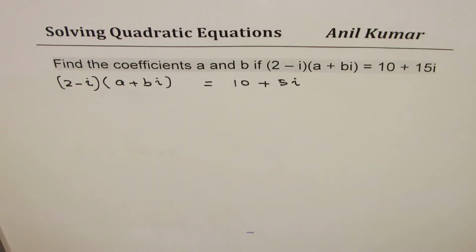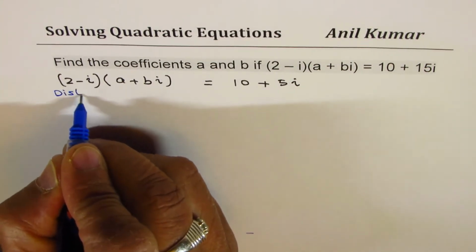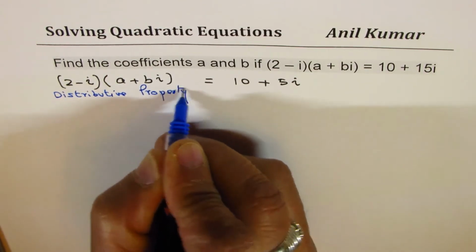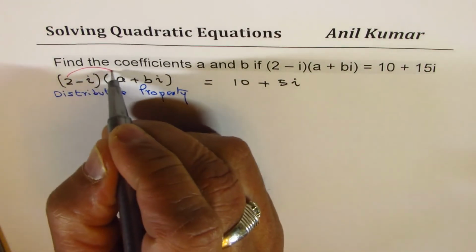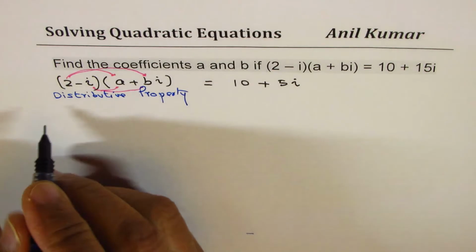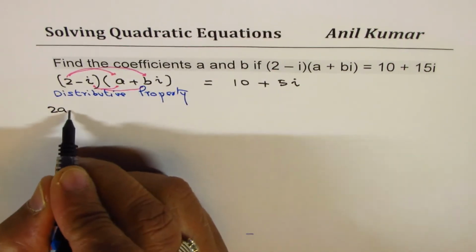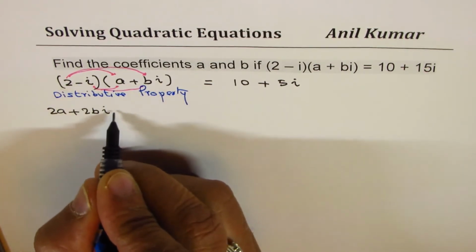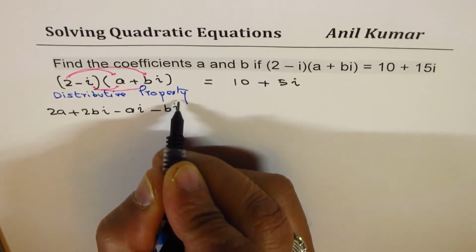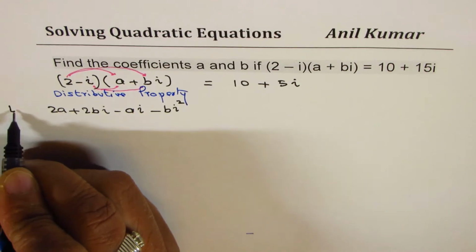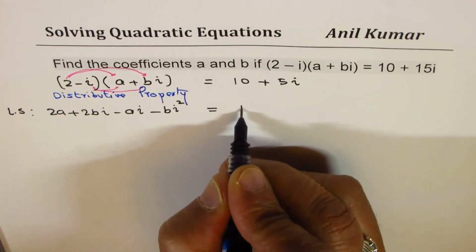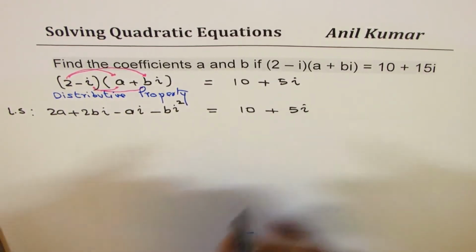To solve this, we'll apply the distributive property, right? We'll apply the distributive property and simplify. So basically, we'll multiply with 2 first, both these components, and then with iota. What do we get? So 2 times a is 2a, 2 times bi is plus 2bi. With minus i, we get minus ai, and we get minus bi squared, right? So that's what we get from the left side. So we are working on the left side. And this should be equal to 10 plus 5i, correct?